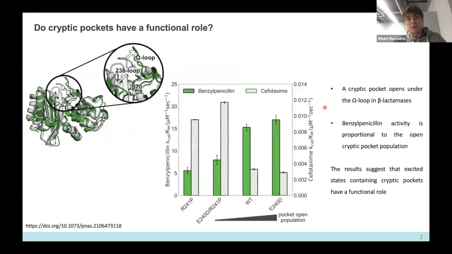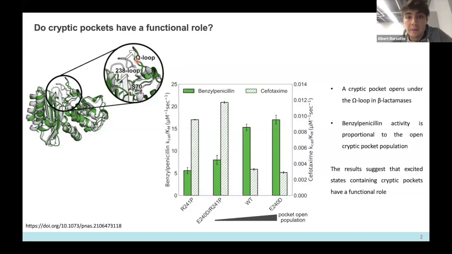So now that we know what a cryptic pocket is, we might be wondering, do they actually have a functional role? This is a very nice example from the Bowman lab, in which we still have the same protein as before, TEM1 beta-lactamase. You can see in white a closed configuration of a pocket, which is located underneath the omega loop next to the active site of the enzyme, and an open conformation of the same pocket in green here.